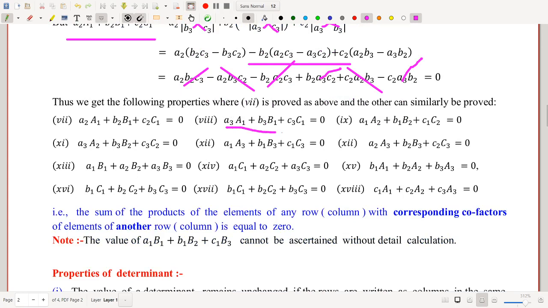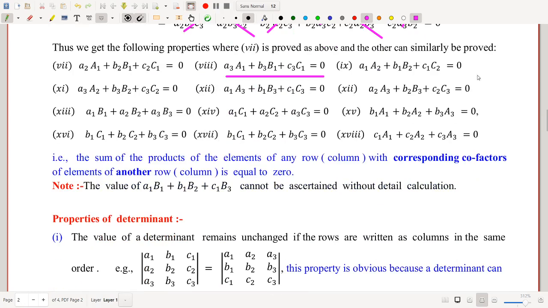Number 8, if we see here, A3, B3, C3 are elements of the third row, but capital A1, B1, C1 are cofactors of elements of the first row. That's why the sum of products is 0. Similarly, up to 12.